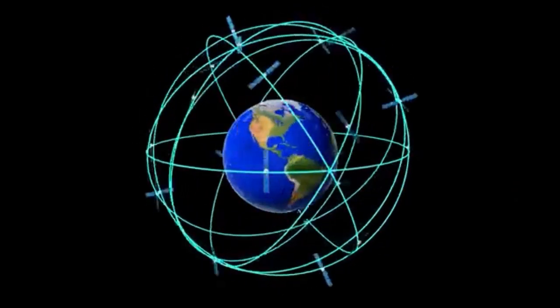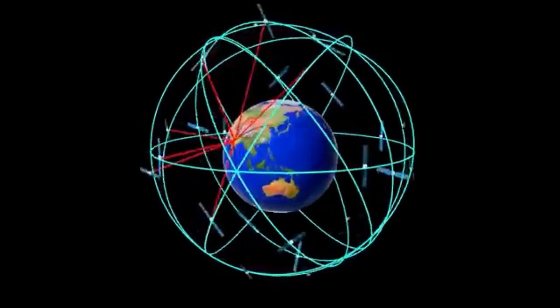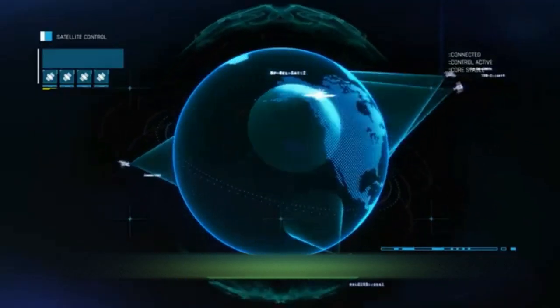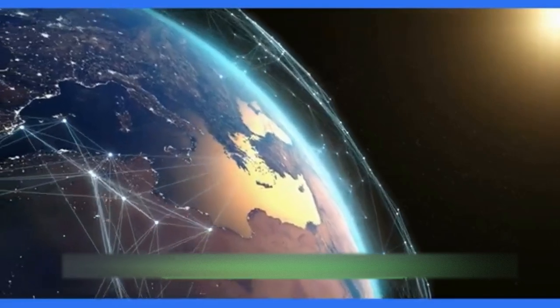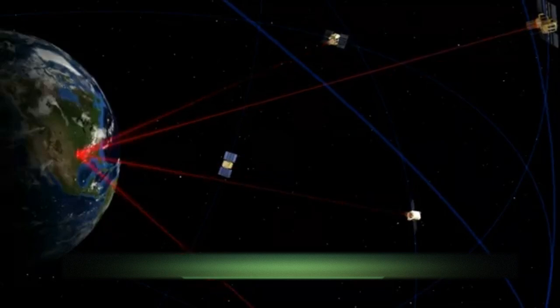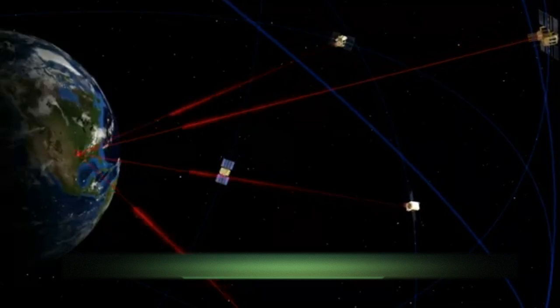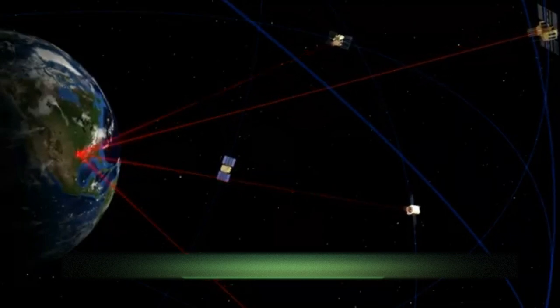GPS is a network of 24 satellites orbiting the Earth at a height of 20,200 kilometers, which is 12,550 miles. These satellites are constantly moving and are positioned so that at least 4 satellites are visible from anywhere on Earth at any time. Each satellite continuously transmits radio signals containing the satellite's location and the exact time.